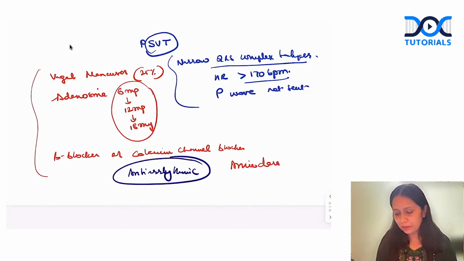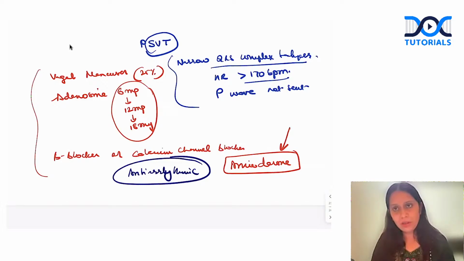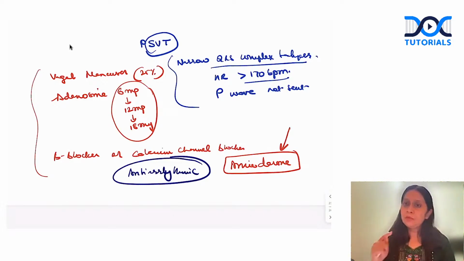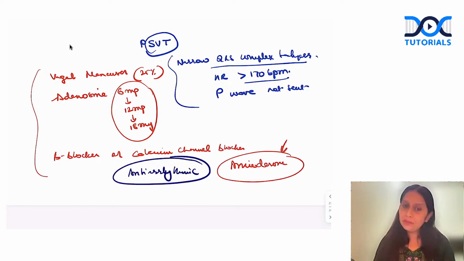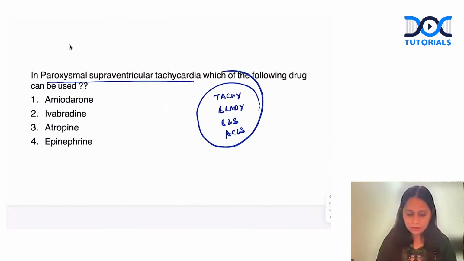Amiodarone. You know, guys, I always tell my students, this is the best antiarrhythmic, with an effect on all the channels of the heart. It acts on the calcium channel, the sodium channel, the potassium channel, every channel of the heart. So overall, it stabilizes the heart, right? Amiodarone is a good antiarrhythmic, so it can be used. So the answer is amiodarone.